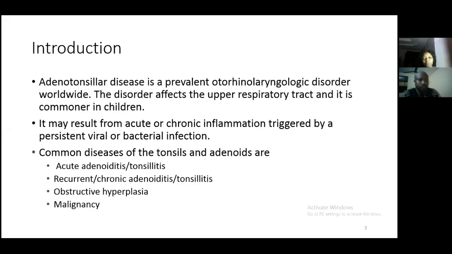Result from acute or chronic inflammation triggered by a persistent viral or bacterial infection. Common diseases of the tonsils and adenoids are acute tonsillitis or adenoiditis, recurrent or chronic adenoiditis or tonsillitis, obstructive hyperplasia, and also malignancy. The hyperplasia is actually due to a non-infectious cause.